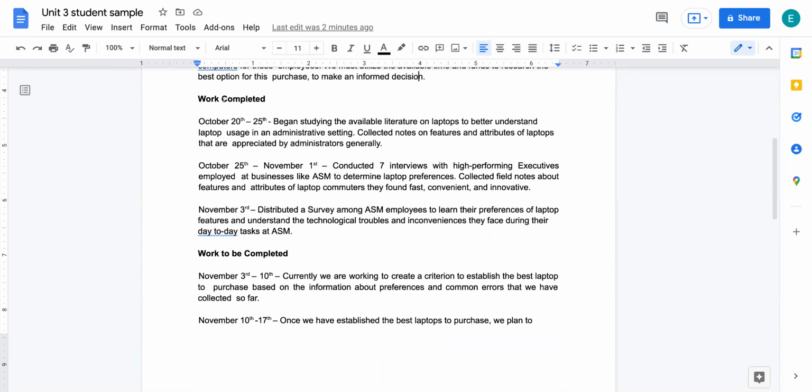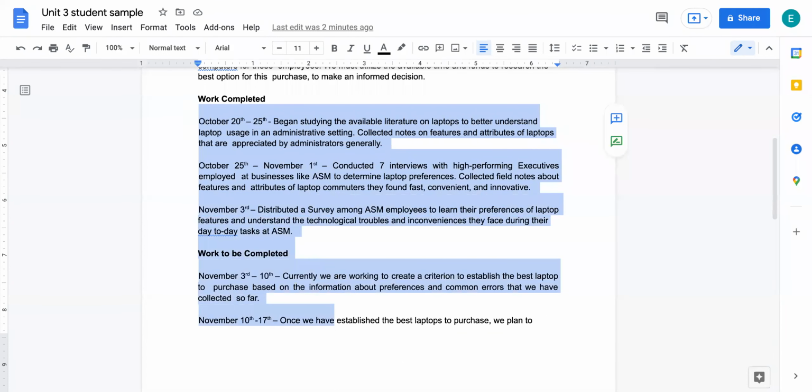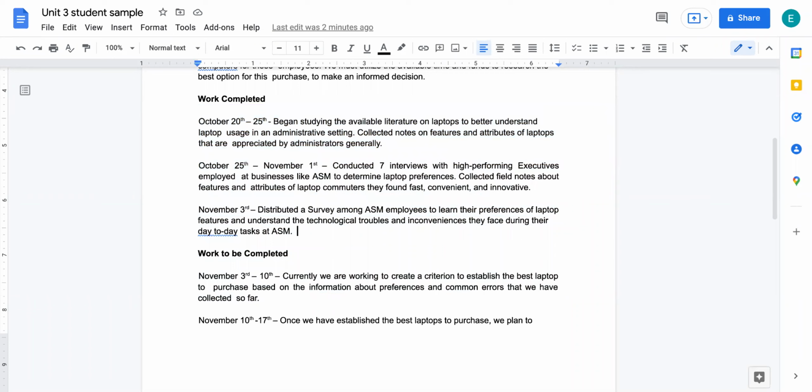Work completed. So this is related to the tasks that you wrote about on your Unit 2 document. So everything here in the work completed and work to be completed sections should be directly related to the tasks that you said you would complete on your Unit 2 document. So let's take a look.